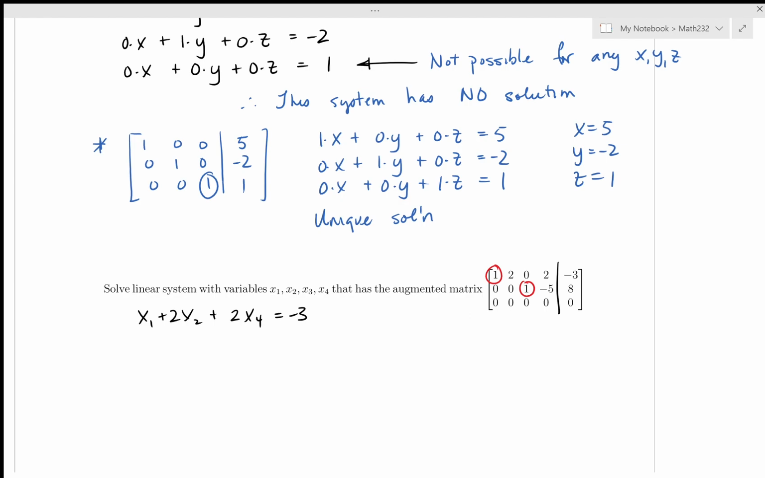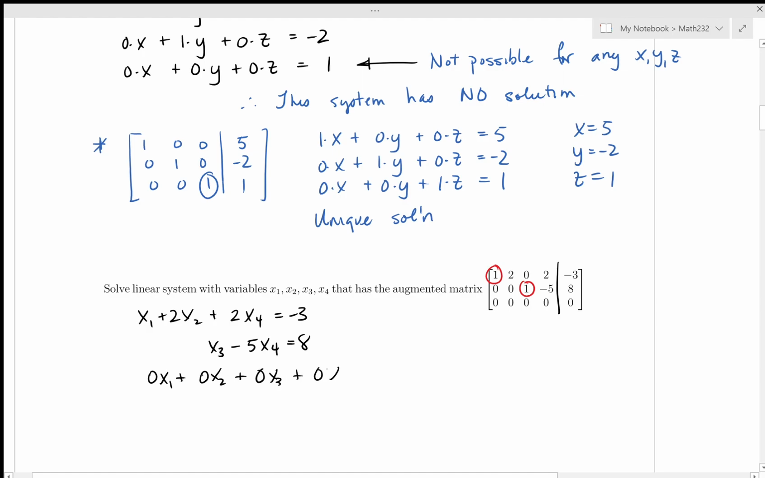And then let me get the equation out here for the second one. That's going to be x3 minus 5x4 is equal to 8. And then let's look at that third equation that's represented in the matrix there. That's basically telling me 0 equals 0, or 0 times x1 plus 0 times x2 plus 0 times x3 plus 0 times x4 is equal to 0. Well, any values of x1, 2, 3, and 4 will work for this.